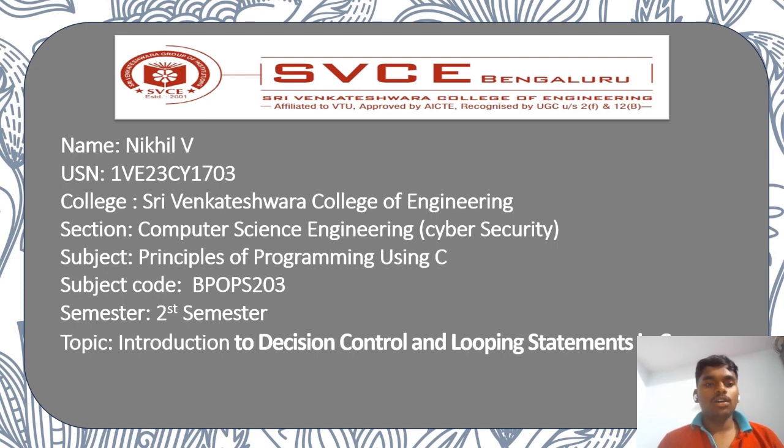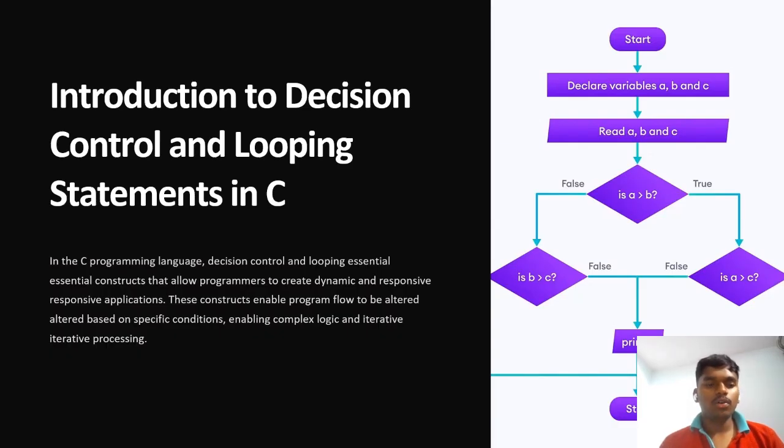Today's subject is Principles of Programming using C. The topic is Introduction to Decision Control and Looping Statements. In the C programming language, decision control and looping are essential constructs that allow programmers to create dynamic and responsive applications. These constructs enable program flow to be altered based on specific conditions, enabling complex logic and iterative processing.